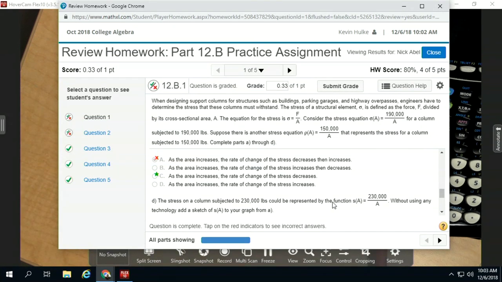So on this question, you said red X. They said the correct answer was green star. I need to know why you think the stress first decreased and then it increased. I put A on this because that's what the test question had. If we had a larger area, say 10, which was the thing on the test, 10 or 11, then... I see what you're saying.